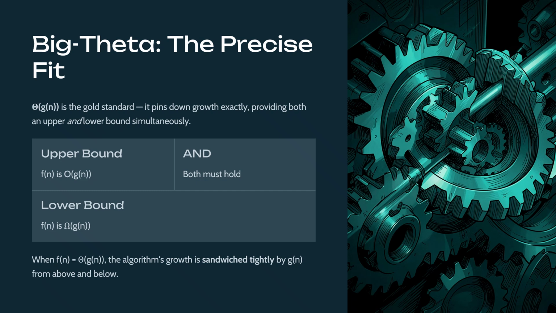There are three cases. Case 1. If recursive work dominates, then the complexity becomes theta of n raised to log base b of a. Case 2. If recursive work and extra work are balanced, then the answer becomes theta of n raised to log base b of a multiplied by log n. Case 3. If the non-recursive work dominates, then the complexity is simply theta of f(n). The master theorem saves enormous time.